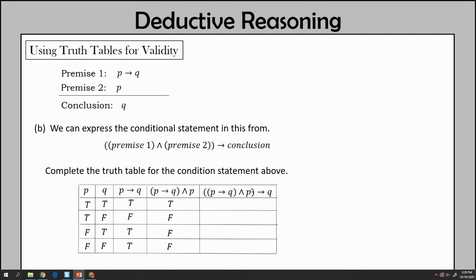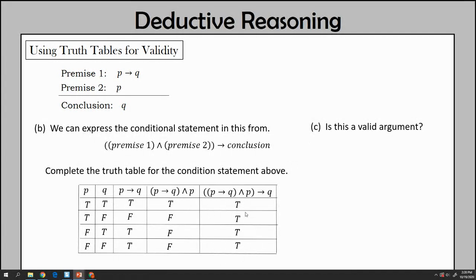Now it's this column implies Q. So these results imply Q. True implies true is true. False implies false is true. False implies true is true. False implies false is true. Remember, the only time it's false is if it's true implies false. So these are all true.